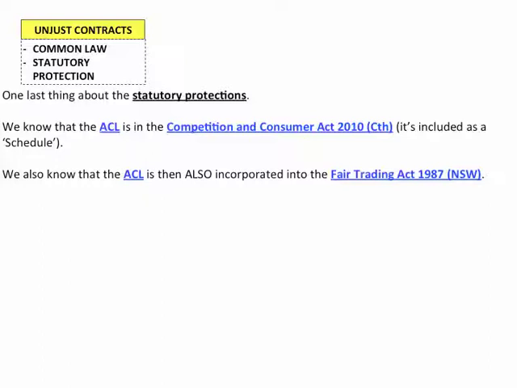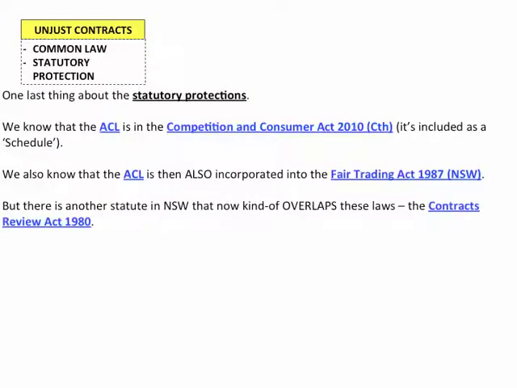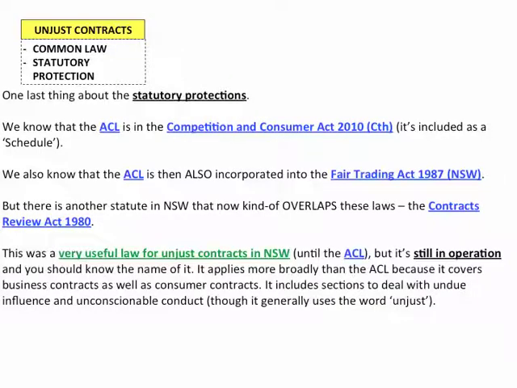But there is another law that you do need to know, because teachers who have been teaching consumers for a lot of years will probably be looking for it. That's really the only reason why you would need to know it. The name of the law is the Contracts Review Act, and this kind of overlaps it. When they passed the amendment to the Fair Trading Act, it said, look, the Contracts Review Act is still there, and this overlaps it, but it in no way gets rid of it.